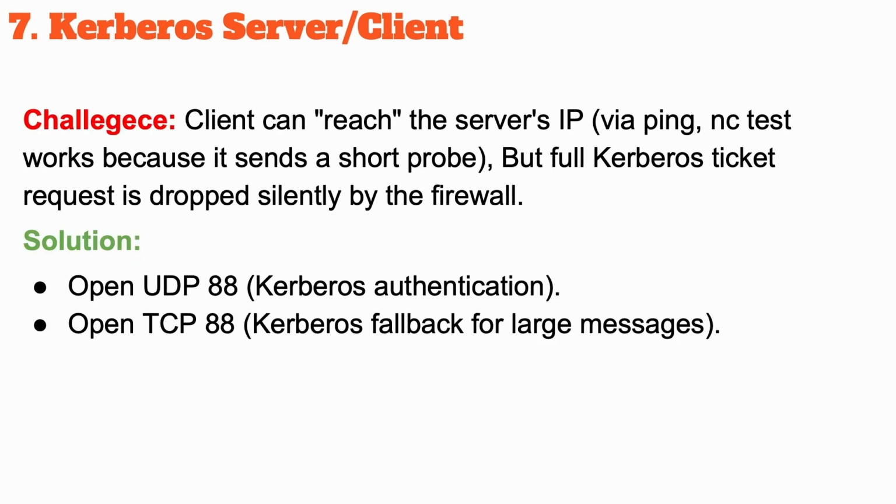While setting up the Kerberos server and client, I faced a challenge. The client can reach the server IP, like ping and traceroute work, because they send short probes. However, full Kerberos ticket requests were dropped silently by the firewall. My solution is to open UDP port 88 for Kerberos authentication and TCP port 88 for fallback for large messages. Just open the port on the firewall. Now we go to the demo.